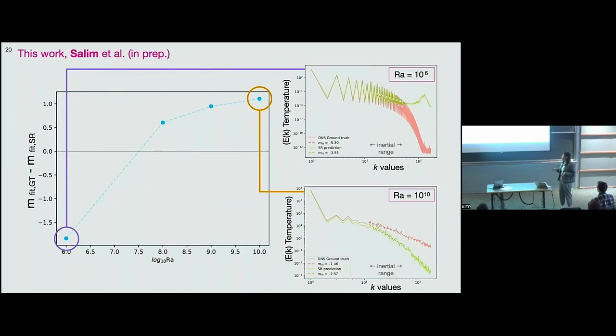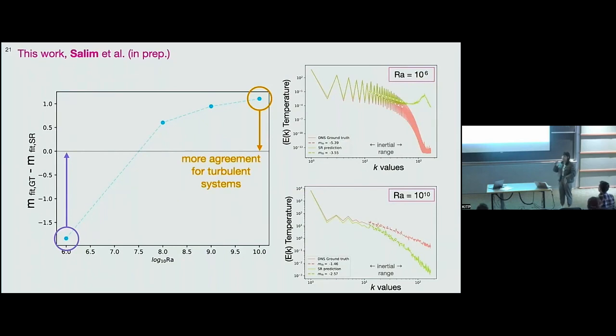And this is also further emphasized by the fact that the absolute magnitude of the difference between the ground truth fits and the super result fits are much less in the turbulent systems. And so we see there's more agreement for these systems than the non-turbulent systems.